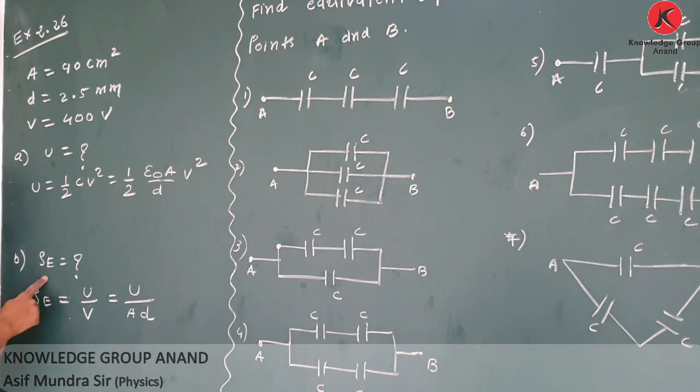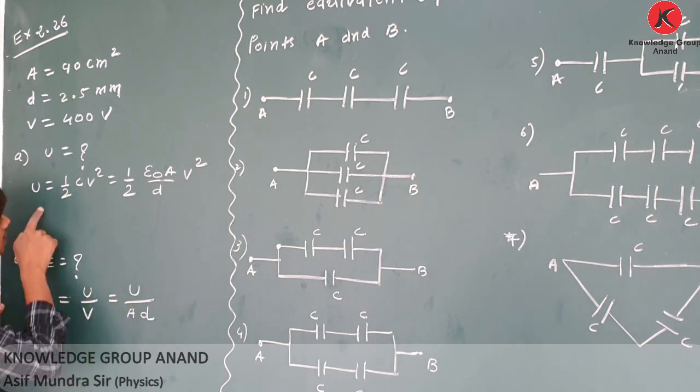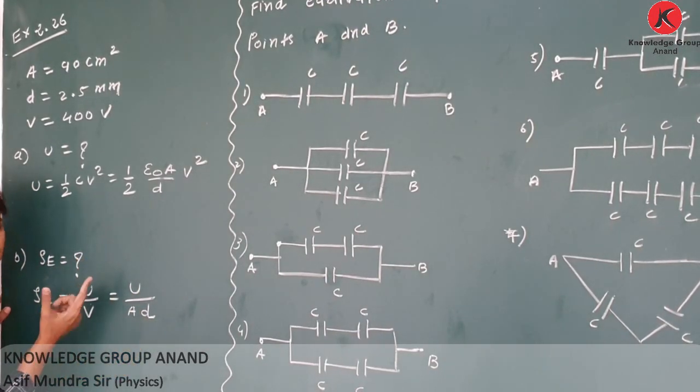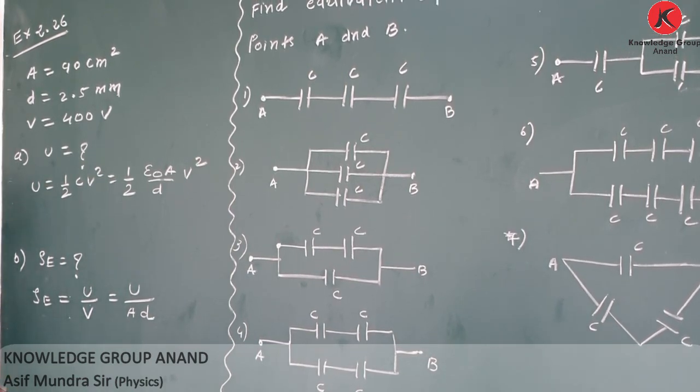Second question is to find the energy density. What is energy density? Energy density is energy per unit volume. The energy you have found in question number 1. The volume is A into D. Clear? So it is one very simple question based on potential energy, based on the energy of a capacitor.